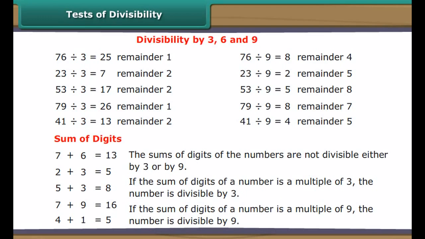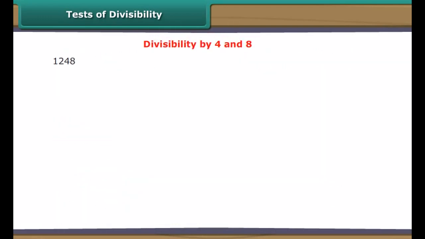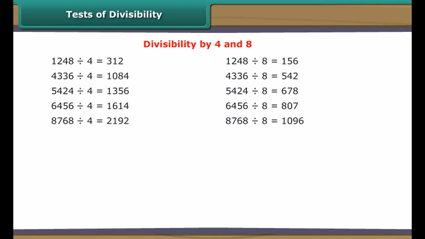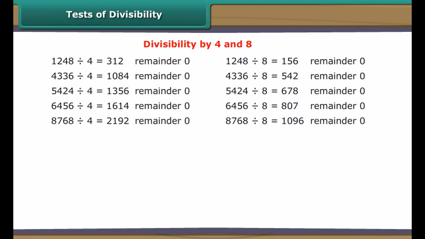Consider the last two digits of the numbers: 48, 36, 24, 56, 68. The last two digits form numbers divisible by 4. Consider the last three digits of the numbers: 248, 336, 424, 456, 768. The last three digits form numbers divisible by 8.